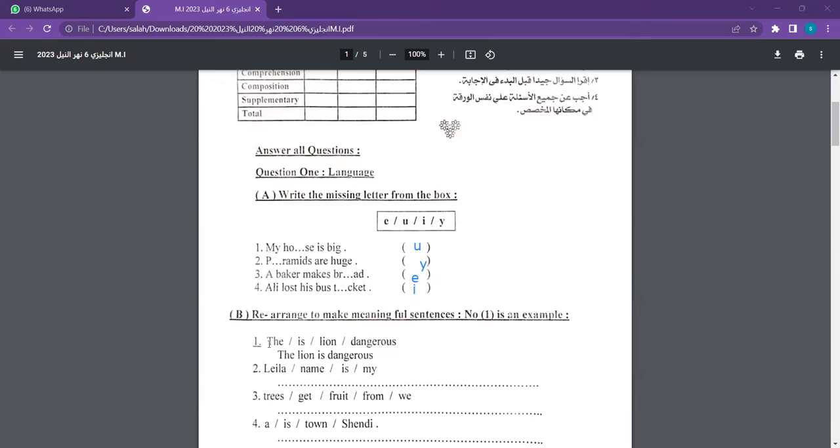Yes. Okay. Number B. Rearrange to make meaningful sentence. Number one is an example. Number one is answered for you. Lion dangerous. The dangerous is lion. Here, they answer this for us. The lion is dangerous. The lion is dangerous.